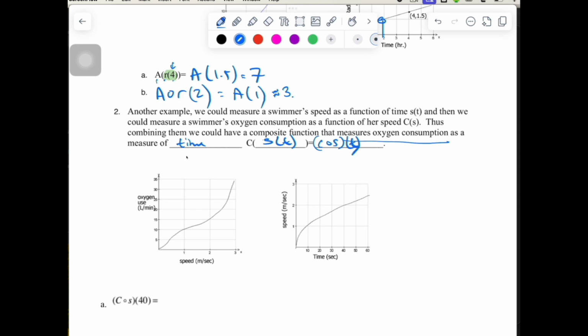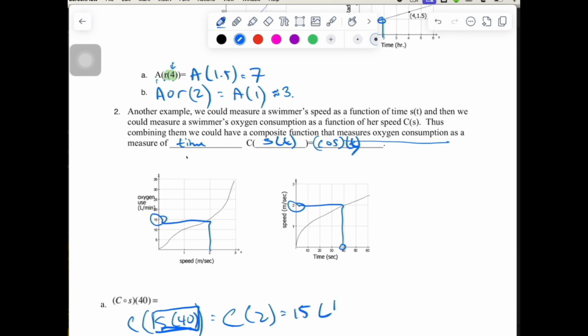So if we consider this scenario here, C of S of t is the same thing as saying C of S of 40. S of 40, using our time here, 40 produces a speed of 2. So that's C of 2, because this is equal to 2. Using my speed, I can go over here, and I can see that my oxygen level is 15 liters per minute. And so if we know time, we can find the oxygen consumption.